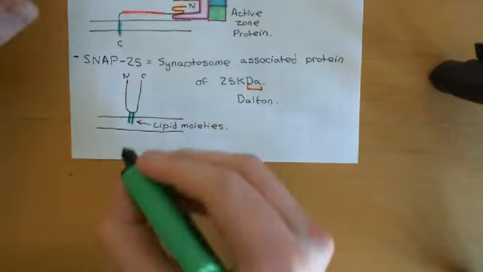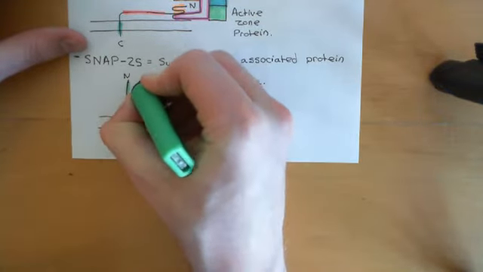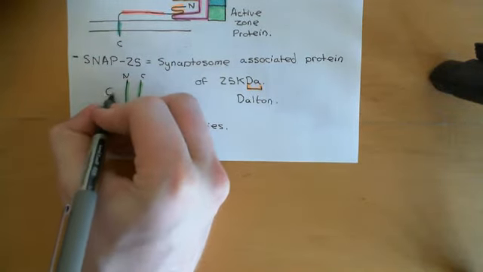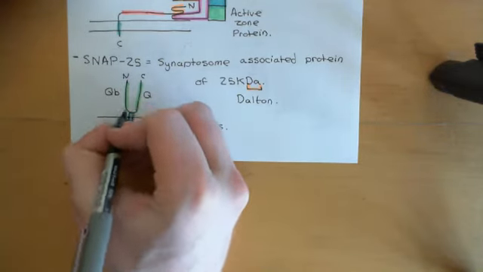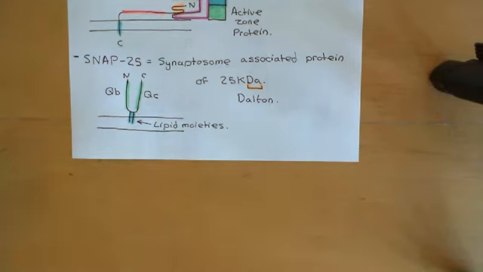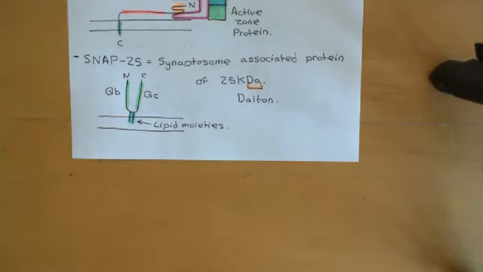Now, SNAP25 actually has two snare motifs, okay, which I'll colour in green here. Now, one of these snare motifs is an example of a QB snare motif, and that's the one at the amino side, and the other is an example of a QC snare motif, which is the one at the carboxylic acid side of the protein. Okay, right, so this is the other T-snare, the other snare protein that is at the plasma membrane.